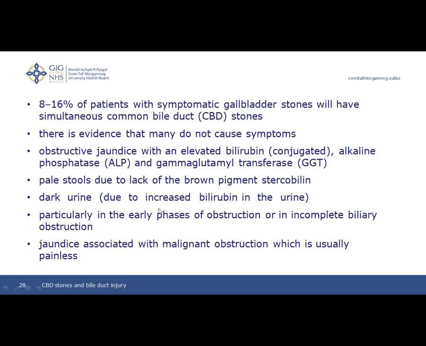So when we talk about common bile duct stones, we have to mention Courvoisier's law. So there won't be any distension of the gallbladder, though there is a common bile duct stone. There's some exception to this law, and jaundice associated with malignant obstruction is usually painless. However, when there is obstructive jaundice with a common bile duct stone, it is usually painful.